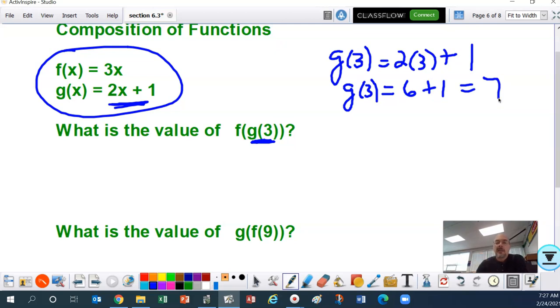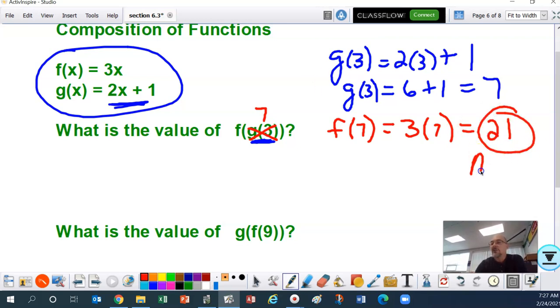Now I take that 7 and I replace it. So I'm going to imagine that I replaced the g of 3 with a 7, right? So now I'm going to take and replace that x in the function f with 7. So f of 7 equals 3 times 7, which is 21. That is your final answer, ladies and gentlemen. Always start on the inside. Okay, always start on the inside.